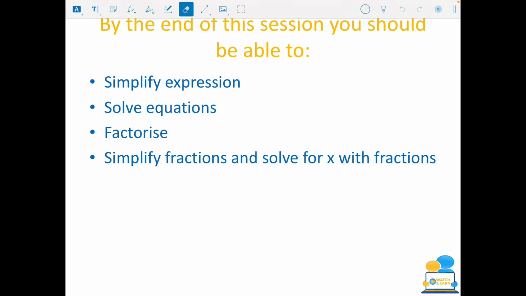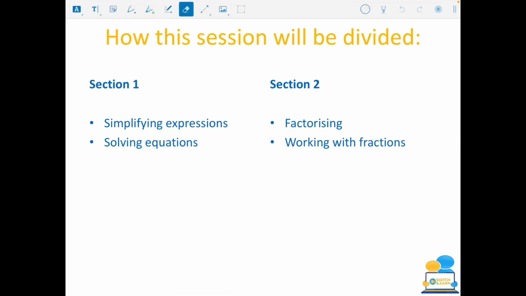I know fractions is an area of the course that people tend to find quite challenging. So we're going to spend a bit of time working through fractions, how to write them out in a way that I guess might help our understanding of them a little bit. We're going to divide this session up into sections. We'll start with simplifying and solving, then we'll move on to factorizing and then fractions. And then at the end, we'll look at some exam questions. That will give you a really good idea of how questions have come up in the past and also how they're likely to come up again in the future.